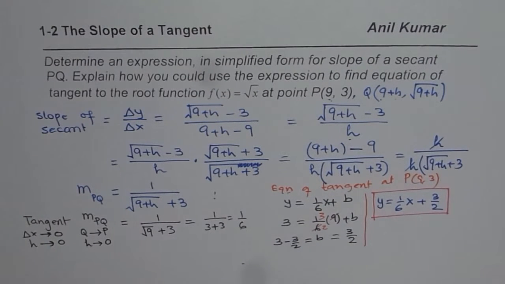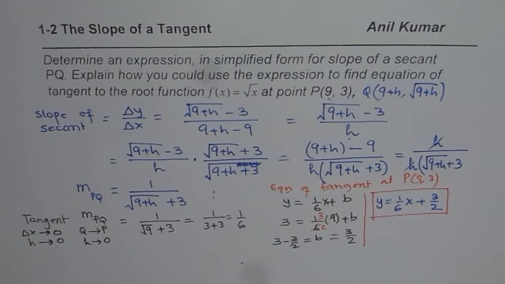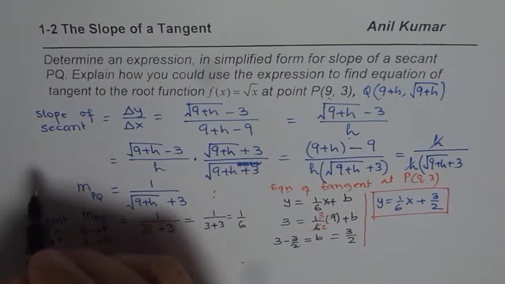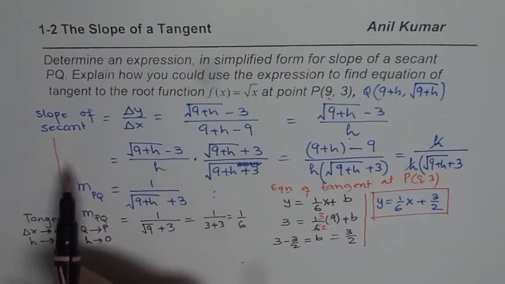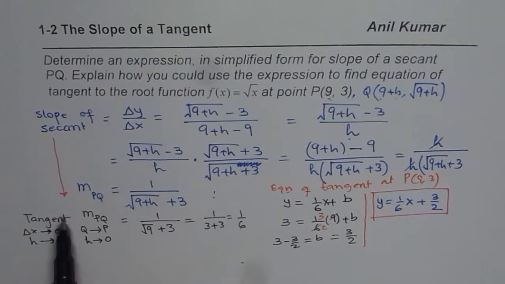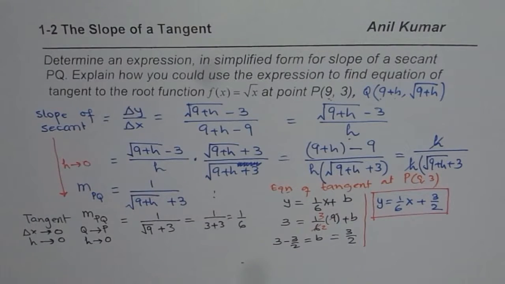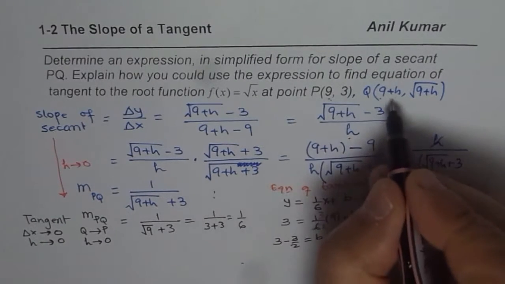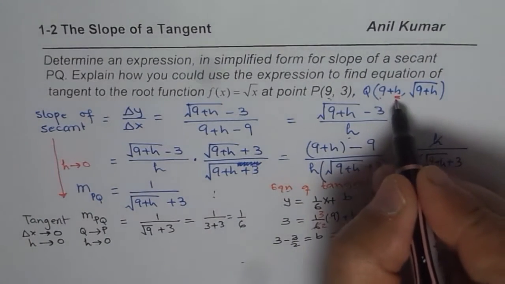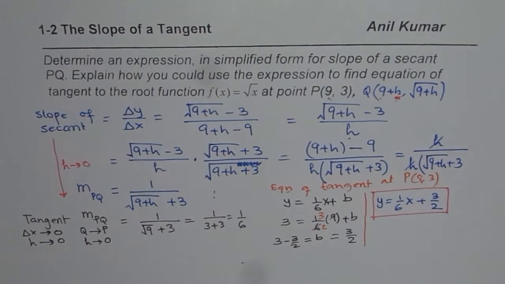So that is how you can explain this particular thing. I hope the steps are absolutely clear. And you also understand the definition of the tangent, how we get it from the secant. The whole idea is that the slope of the secant becomes the slope of the tangent as the points become very, very close, or h approaches 0. So the difference, 9 plus h minus 9, becomes 0. That is what we need to understand. I hope that's well taken.